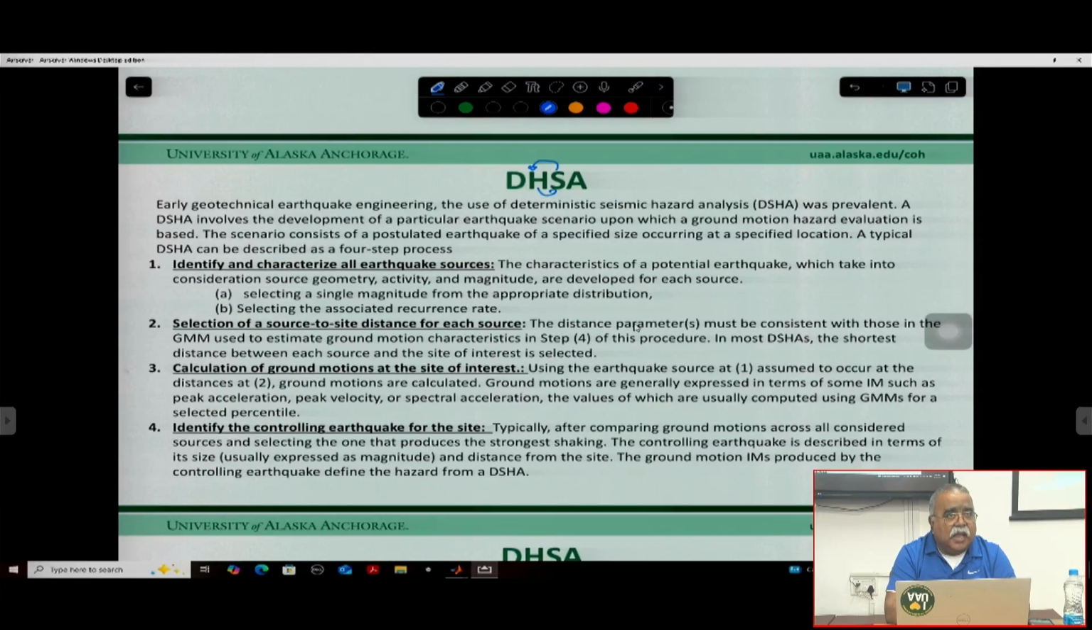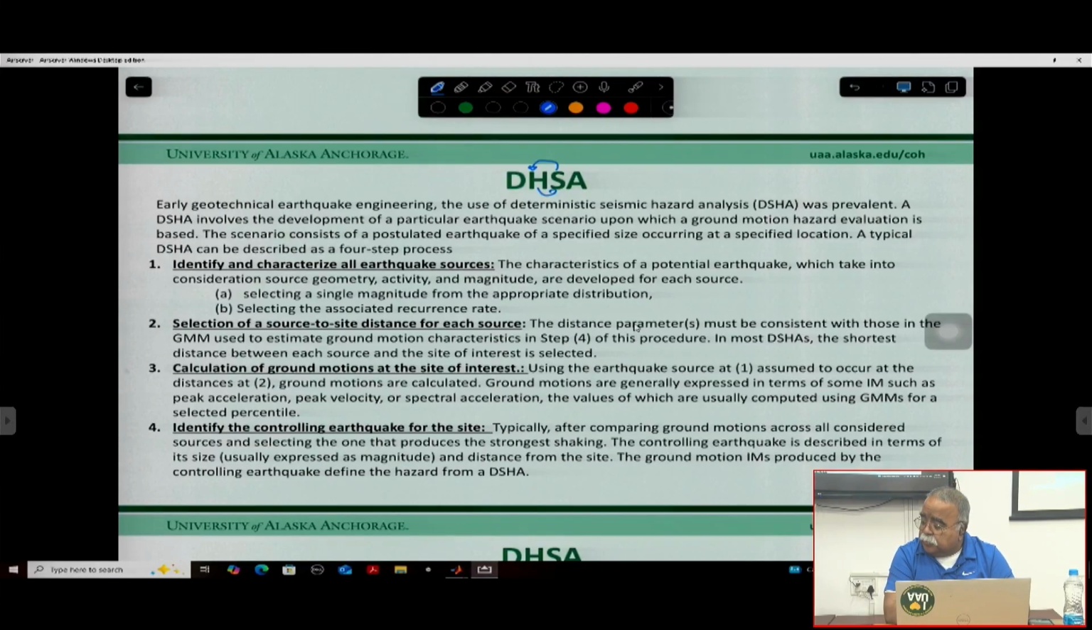But that is okay if you know these things. It is not okay because we do not actually know what part of the fault will rupture or what magnitude will be produced. These are all uncertain things, so DSHA will not account for that. DSHA can only account for a particular magnitude at a particular distance and compute these values.